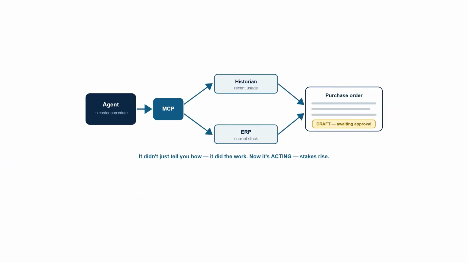Now, watch the 3 work together. You ask the agent to reorder seed. It loads the reorder procedure for the know-how, reaches through MCP to the historian for recent usage and the ERP for current stock, and puts together a draft purchase order in seconds. That is genuinely powerful. It did not just tell you how, it did the work. And it only works this smoothly because the agent, the saved procedure, and the MCP connection were engineered to fit together. This is not luck, it is setup.